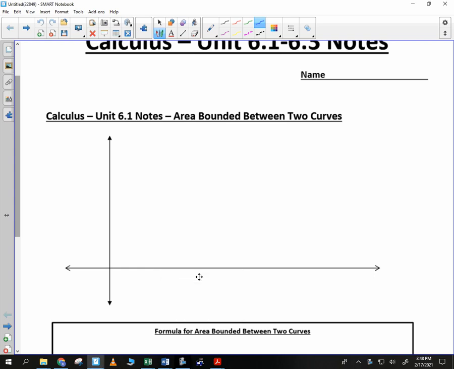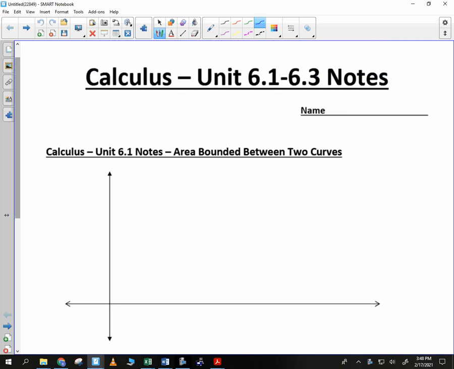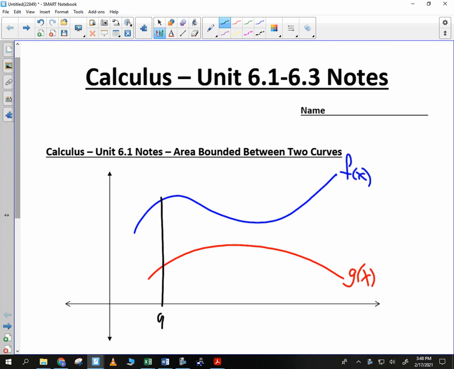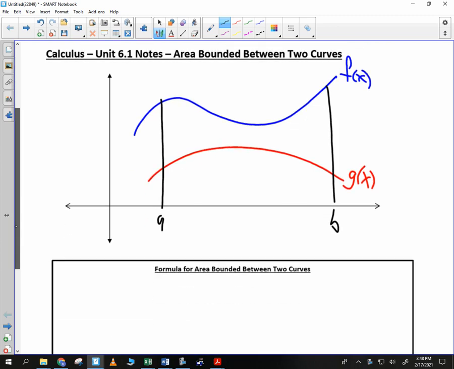All right, calculus, we're in chapter 6 now, and we're not going to go 6.1 through 6.3, just 6.1 through 6.2. And we're considering really the application of the integral, and we've talked a lot about area bounded beneath the curve. The question right now is, what if we have the function f of x, and then we have a different function, we'll say g of x, and you're going to bound those from a to b, and you want to know the area between those two curves.